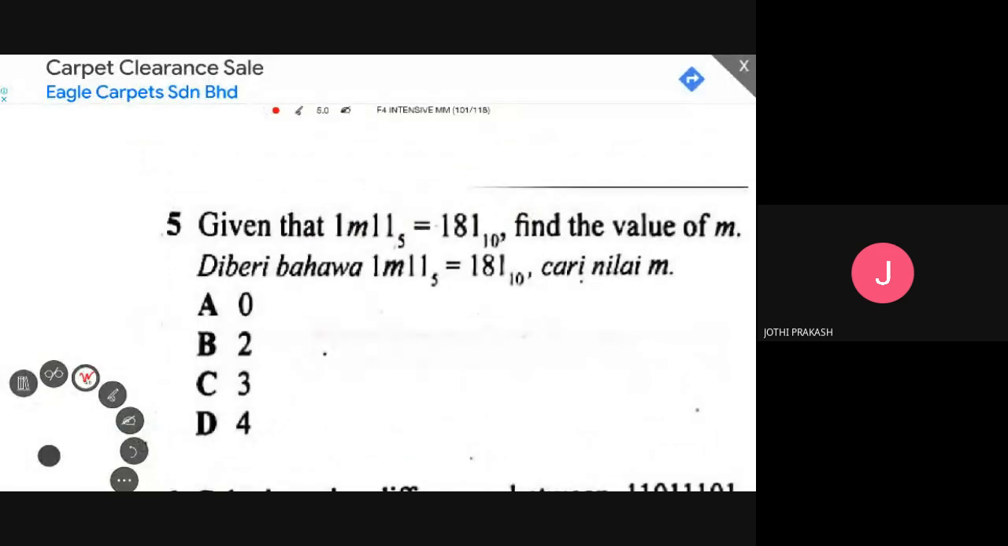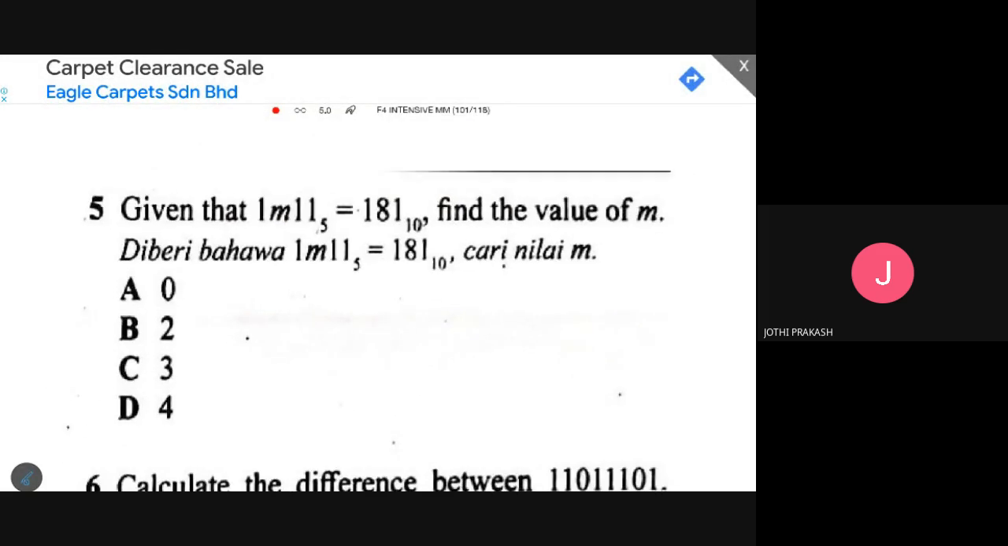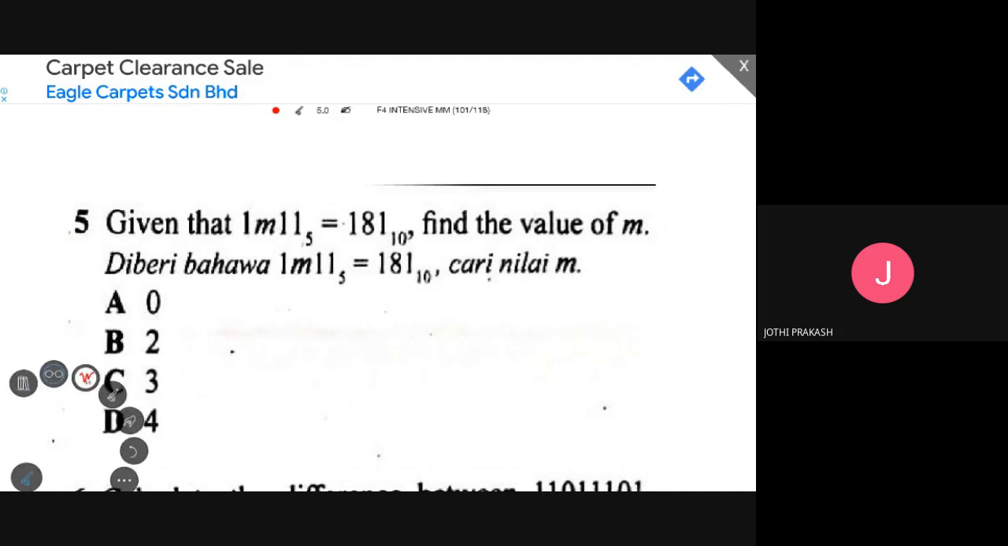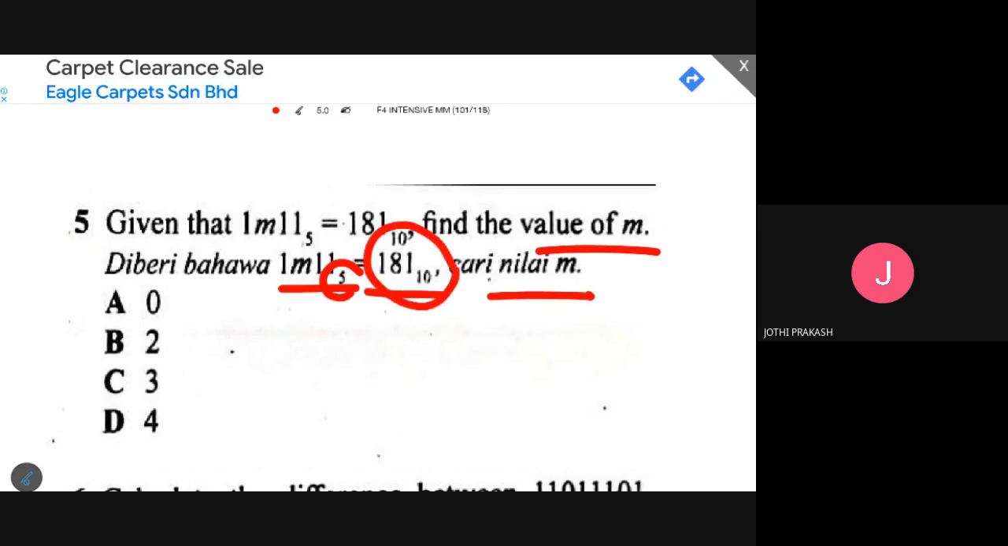Okay, this one, they ask you to find digit M, nilai bagi value M. But here, they give you in base 5. Yang ni dalam asas 10. Means what is the step, guys, I should do to solve this question? Oh, dah bagi jawapan terus. Okay, some more. If you all want to try the answer, you can tell me your answer. So, boleh cuba. Yeah, correct, divide 5. Kamu kena buat pembahagian berulang.